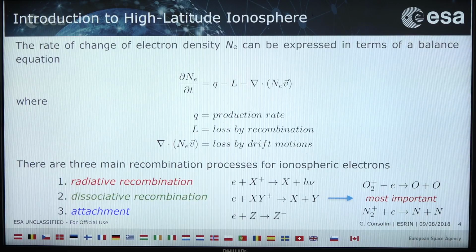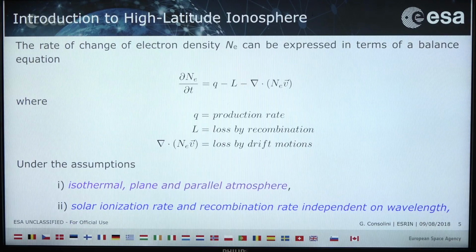Now, the main three recombination processes for the ionospheric electrons are, first, radiative recombination, and this is one example for oxygen. The other one is dissociative recombination, so this is another example, and this is one of the most relevant, which essentially acts as a loss in the ionosphere. And the third one is attachment, generating different species. So we have these mechanisms for electrons.